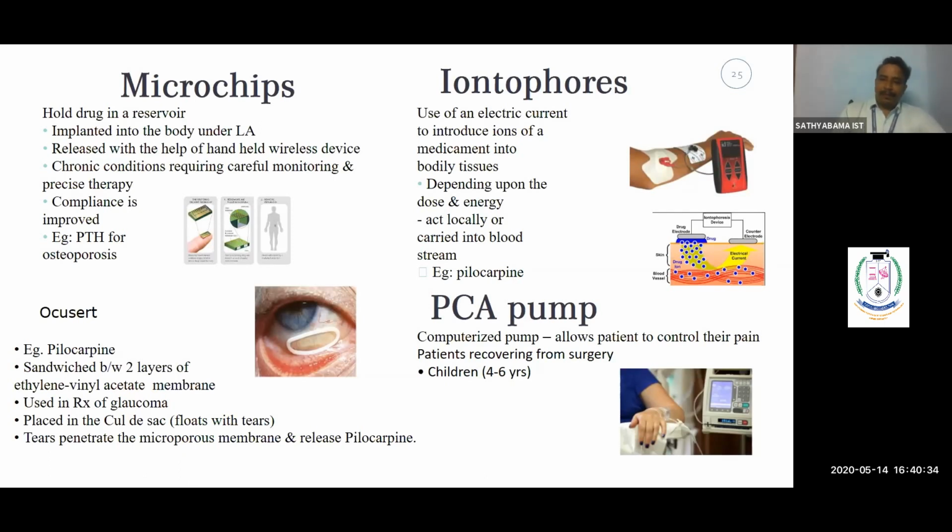Okay, and nowadays we have the PCA pump, and these are used basically in children after surgery, where post-operative recovery is a painful process. So the painkillers are given in a very minute quantity so that the pain can be avoided.